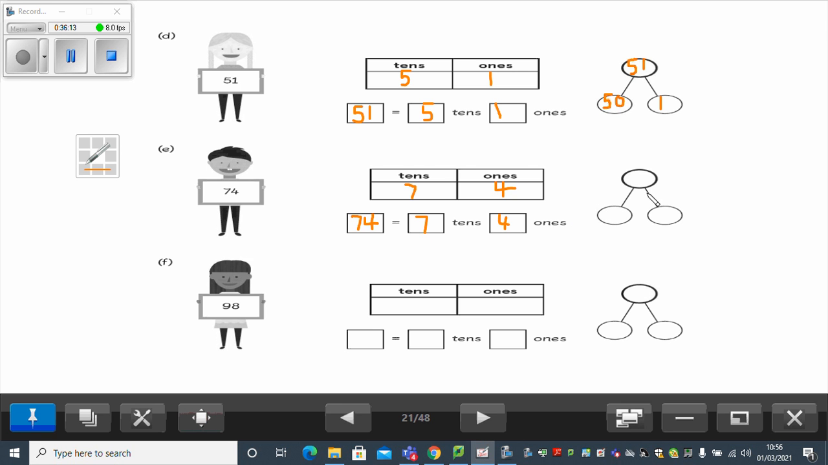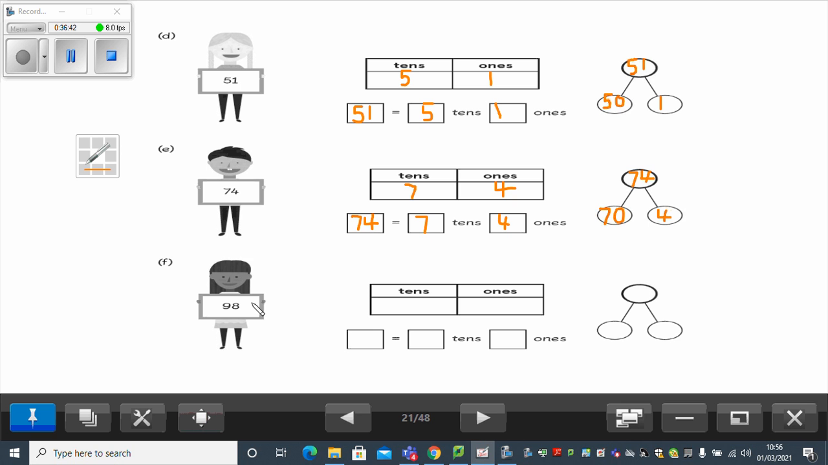So with our whole part model, the whole number first, which as we know is 74, and then the two parts, which make up 74, are 7 tens, which is 70, and 4 ones, which has the value of 4. So 70 and 4 equals 74 altogether.